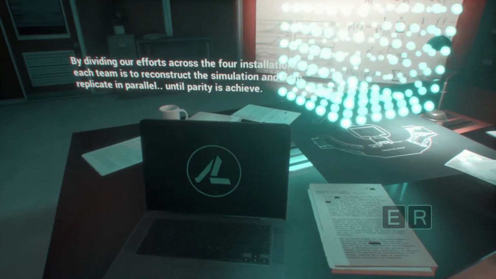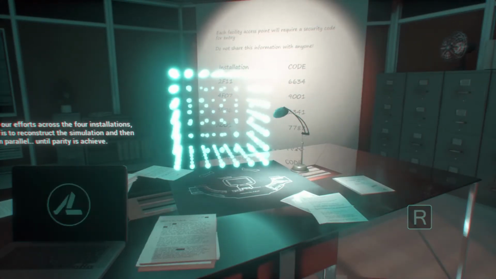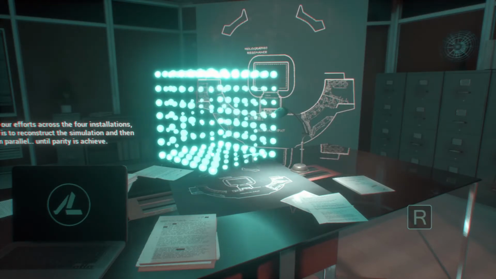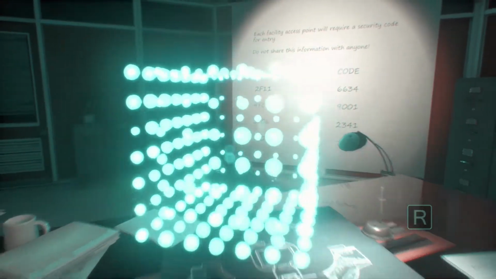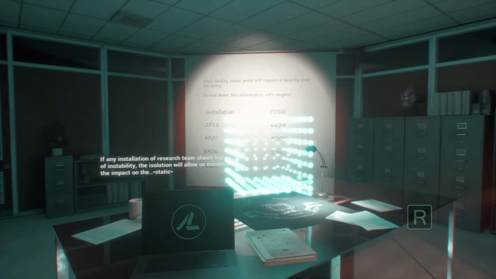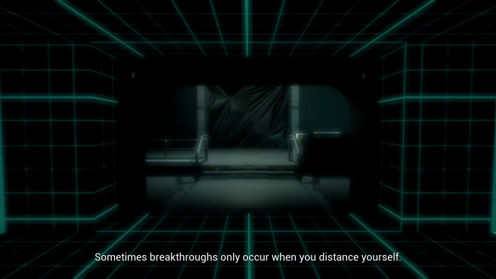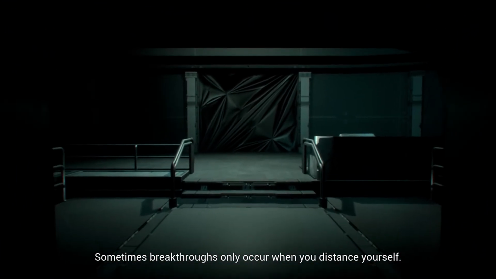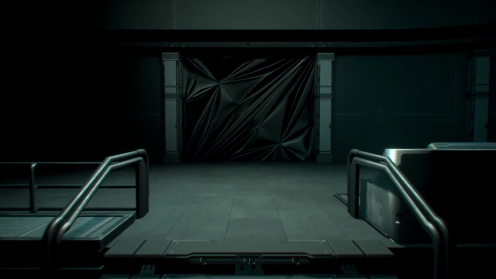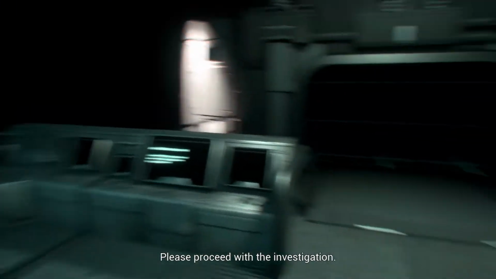By dividing our efforts across the 4 installations, each team is to reconstruct the simulation and then replicate in parallel until parity is achieved. If any installation or research team shows signs of instability, the isolation will allow us to minimize the impact on the project as a whole. This should allow us to pinpoint... Have you gained a new perspective? Sometimes breakthroughs only occur when you distance yourself. Please, proceed with the investigation.